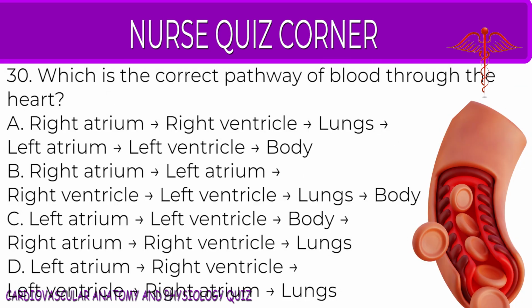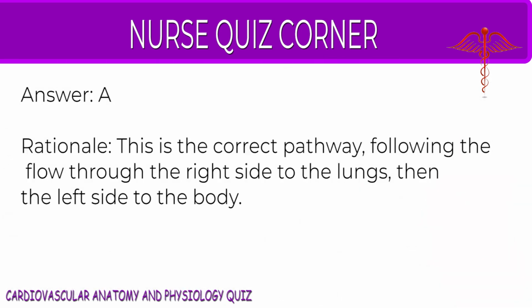30. Which is the correct pathway of blood through the heart? A. Right atrium, right ventricle, lungs, left atrium, left ventricle, body. B. Right atrium, right ventricle, lungs, body. C. Left atrium, left ventricle, body, right atrium, right ventricle, lungs. D. Left atrium, right ventricle, right atrium, lungs. Answer A. Rationale. This is the correct pathway, following the flow through the right side to the lungs, then the left side to the body.